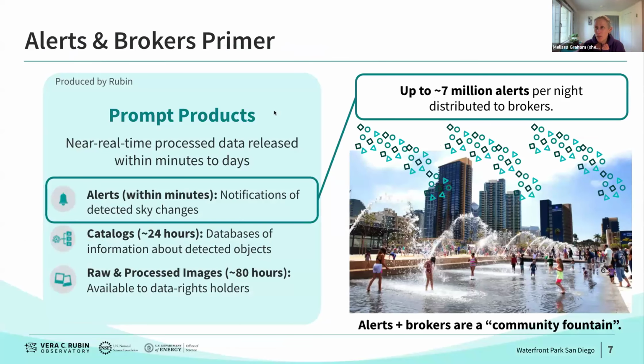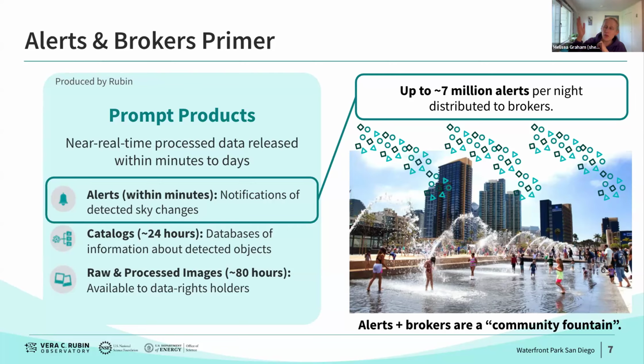And now just a bit of an alerts and brokers primer before we get started with today's broker presentation. So of all the data products that Rubin is going to release, you've got the annual data releases that come out on a yearly timescale, and then you have the prompt products that are near real-time processed data released within minutes to days. And of the prompt products, there are the alerts, which go out within minutes, the catalogs, which get updated on a 24-hour time scale, and then the prompt images, which do have an 80-hour embargo, but then they are released to data rights holders after that. And so today, all the brokers work with alerts. Alerts are distributed to brokers, not to individual people.